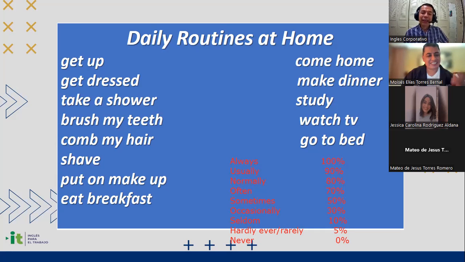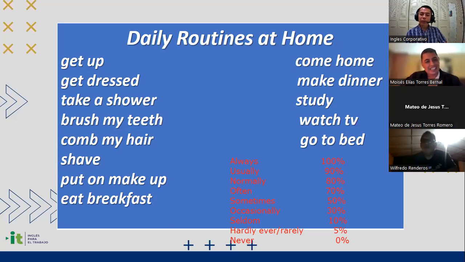Okay, no problem. Okay, brush my teeth. I always brush my teeth. I normally brush my teeth. I sometimes brush my teeth. And then you say at 7 o'clock, at 8 o'clock, et cetera, right? Brush my teeth. Now brush my teeth. Okay. I am brush my teeth. Okay, wait. I am no, only I brush my teeth.